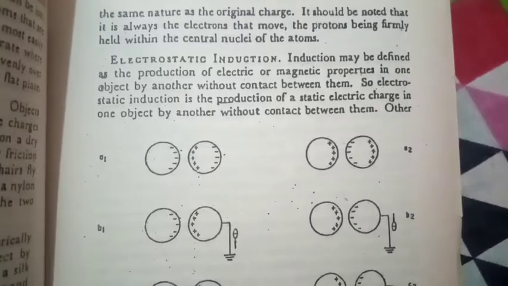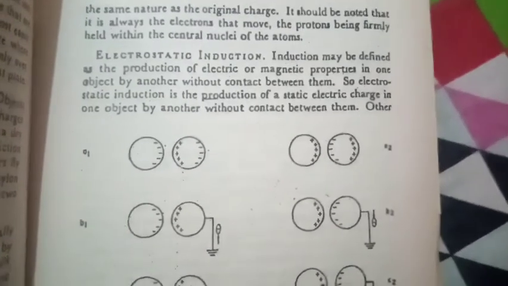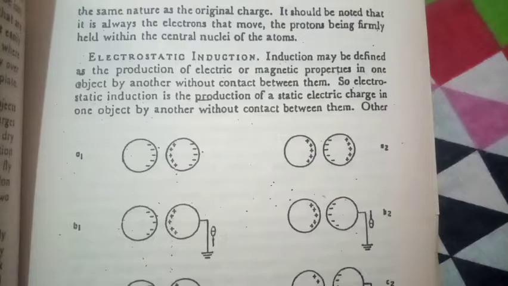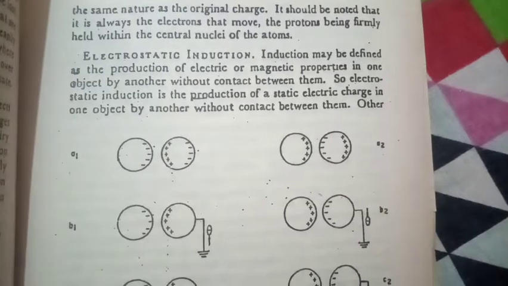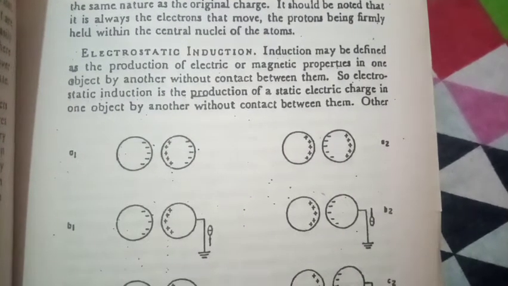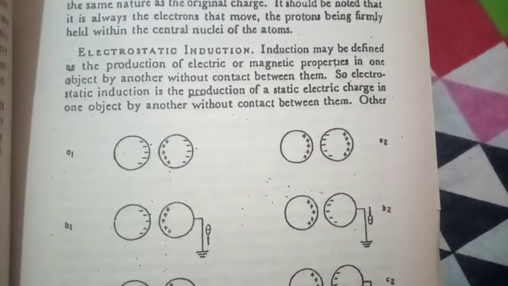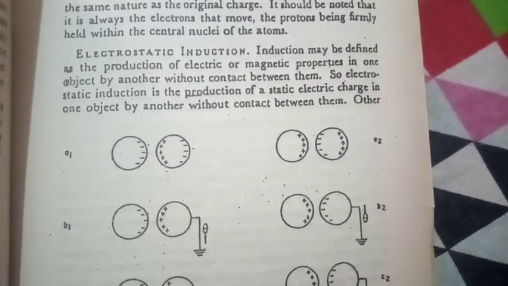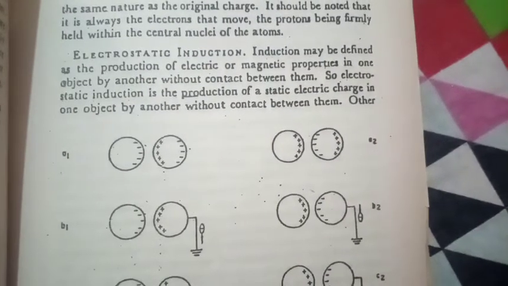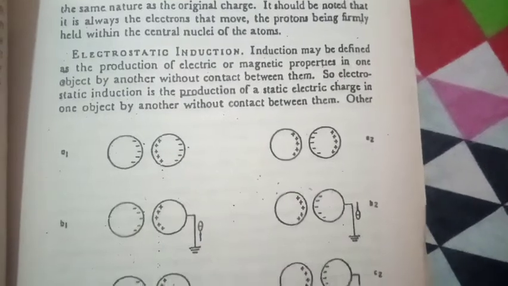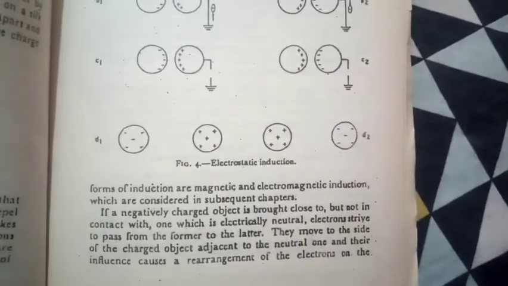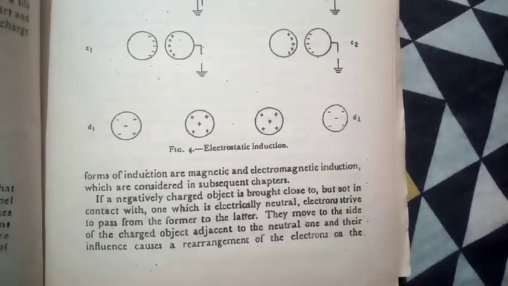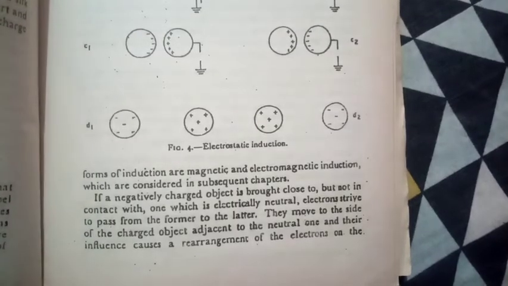Electrostatic induction. Now we will talk about electrostatic induction. Induction may be defined as the production of electric or magnetic properties in one object by another without contact between them. So electrostatic induction is the production of a static electrical charge in one object by another without contact between them. Other forms of induction are magnetic and electromagnetic induction, which are considered in subsequent chapters.